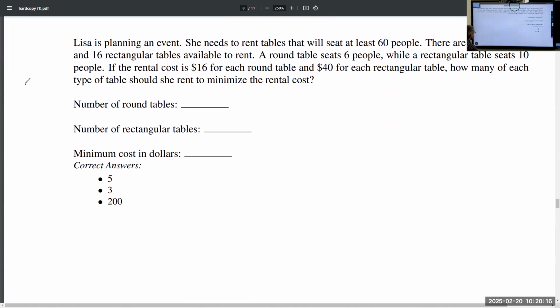There are 5 round tables, 16 rectangular tables available to rent. A round table seats 6 people, while a rectangular table seats 10 people. If the rental cost is $16 for each round table and $40 for each rectangle table, how many of each type of table should she rent to minimize the rental cost?